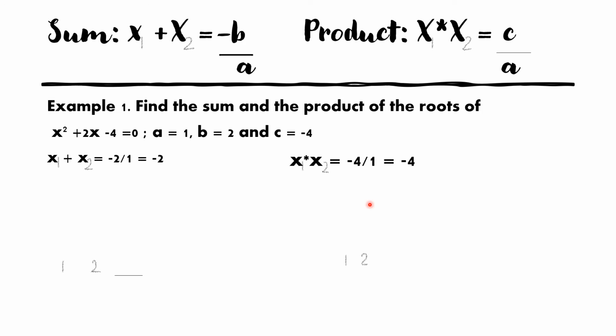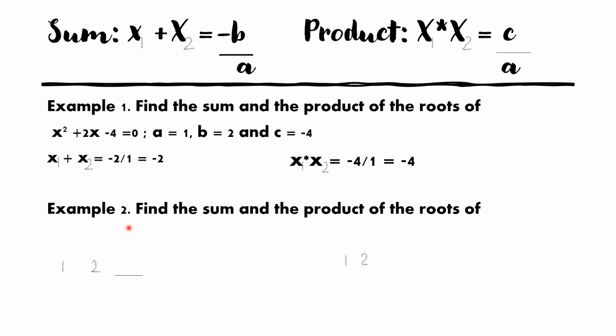And the product of the roots, x sub 1 times x sub 2, is equal to negative 4, because that's the value of c over a, which is 1. So that is negative 4.